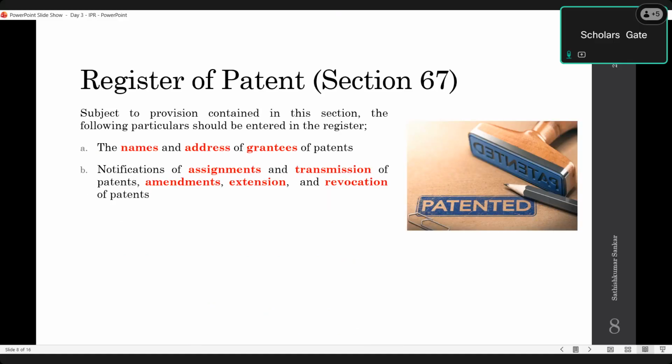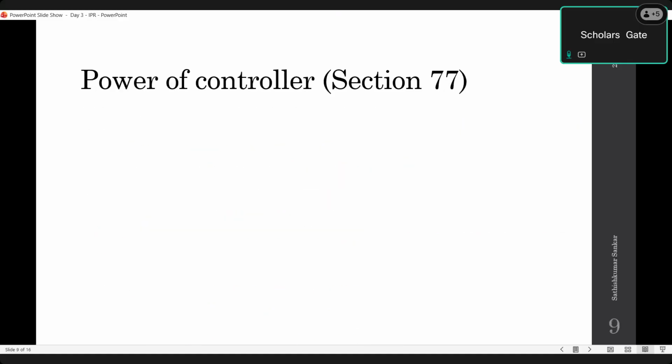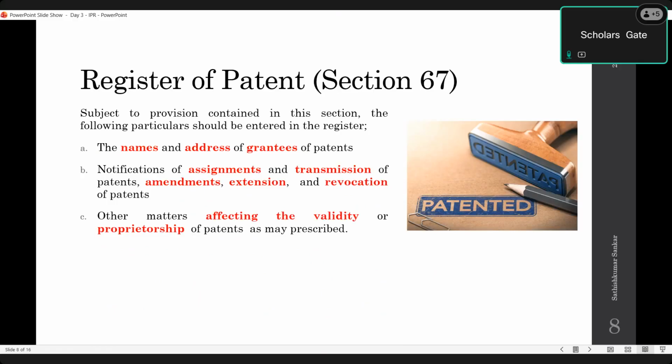So, the register of the patent. Here we can see there are different types of particulars that can be registered in the patent register. Subject to the provisions of the Act 1970, this is contained in Section 67. The following particulars should be entered in the register. This is the most important thing we want to know. Every patent office maintains its own register. So, what are the things that take place in that particular register?